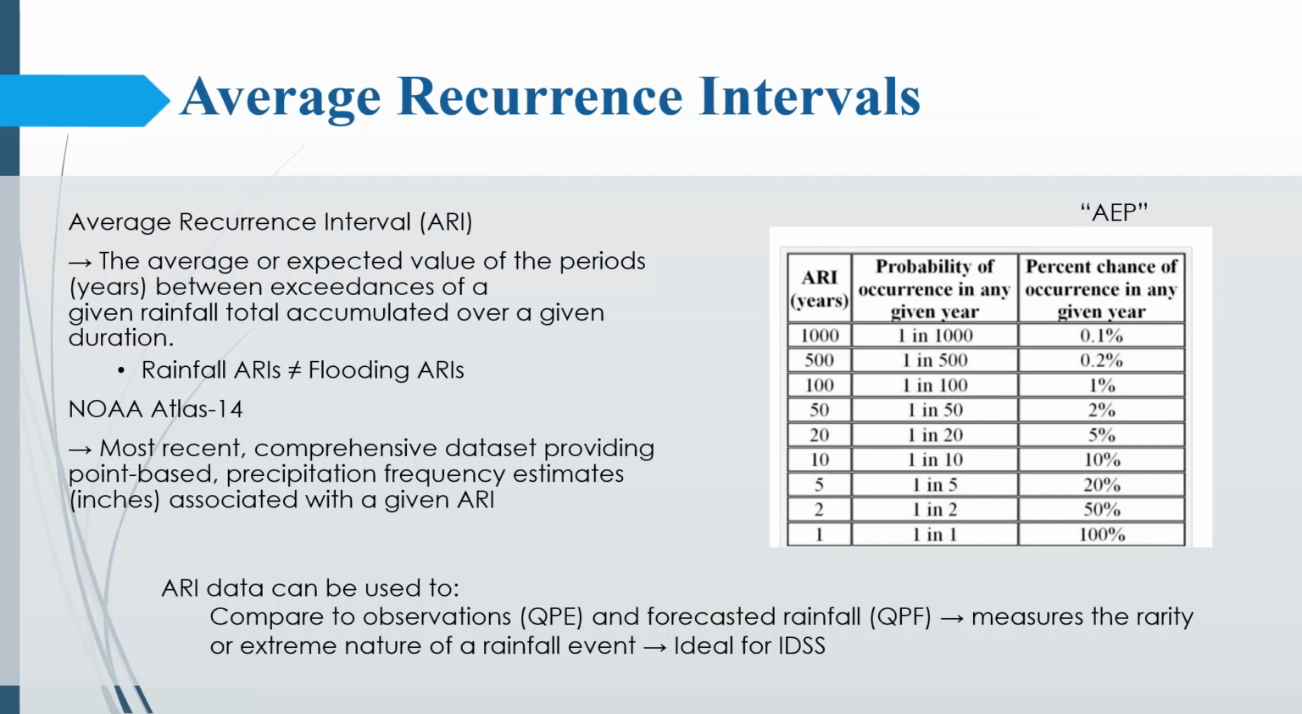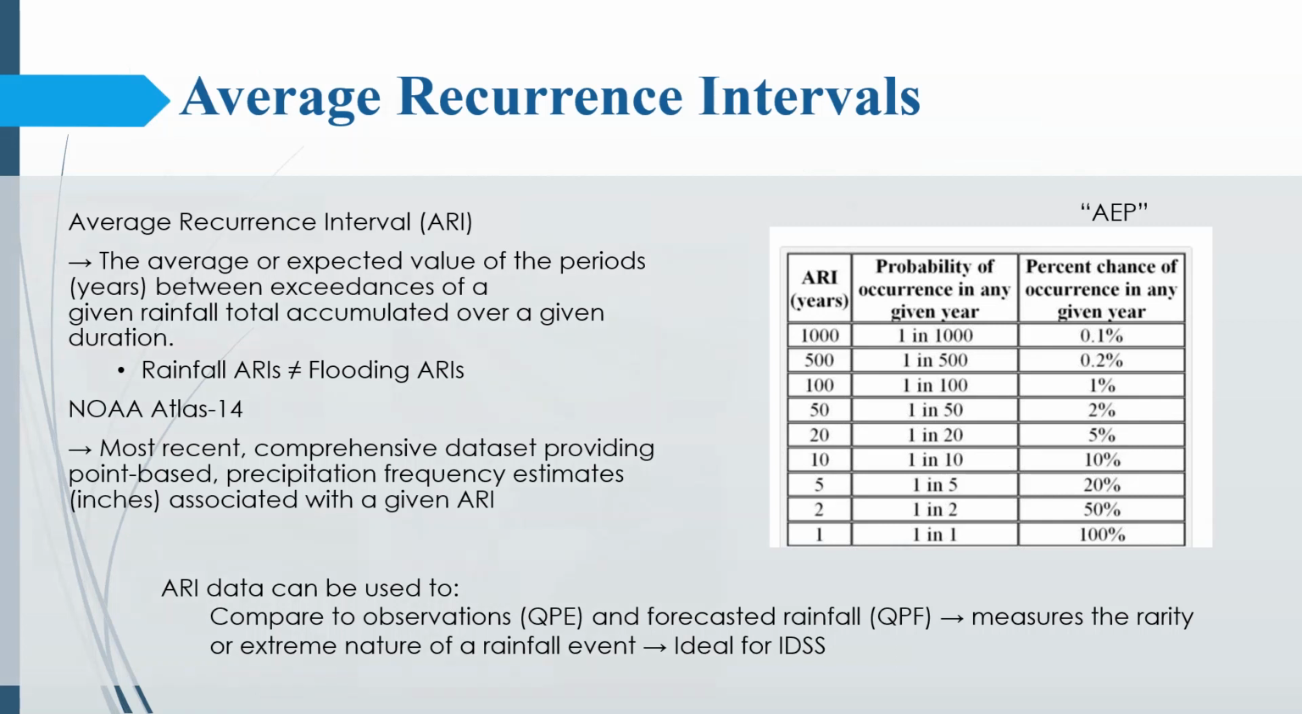The most recent and most comprehensive data set that we have to date is called the NOAA Atlas-14. And the ARIs within the NOAA Atlas-14 can be used to compare to both observed and forecasted rainfall. And it helps to measure the rarity of an event, which should be ideal for impact-based decision support services.